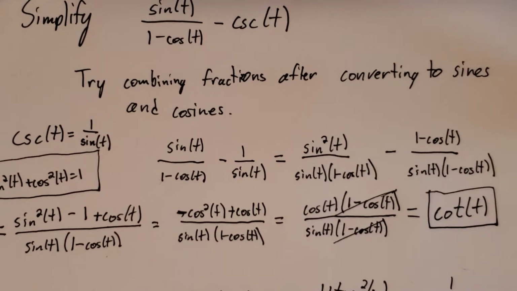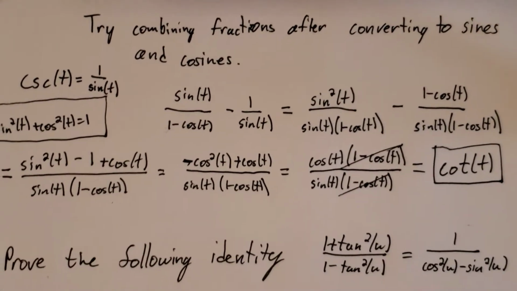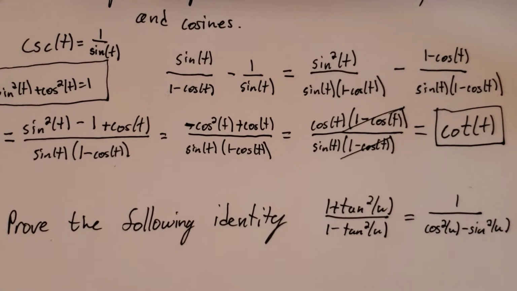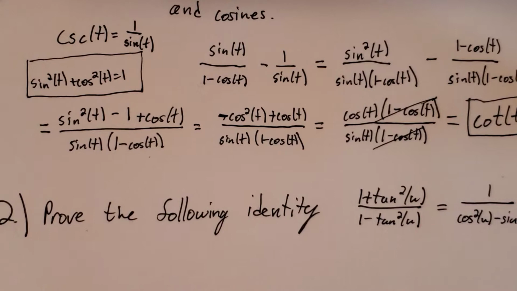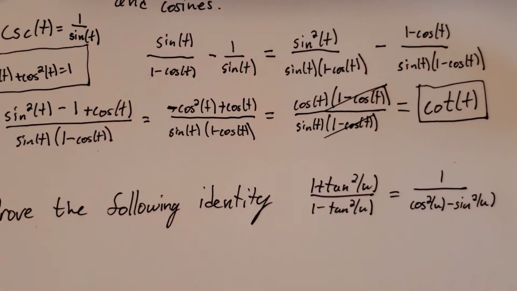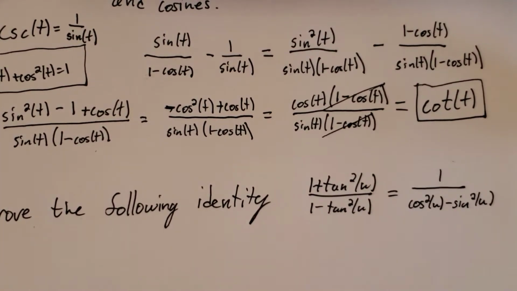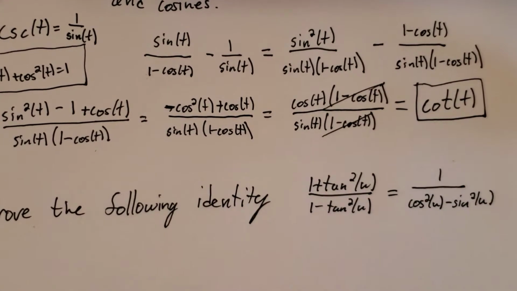All right. We're going to do another question. It's fairly similar. Number 2 here says, prove the identity. And that identity is 1 plus tangent squared of u over 1 minus tangent squared of u is equal to 1 over cosine squared of u minus sine squared of u.